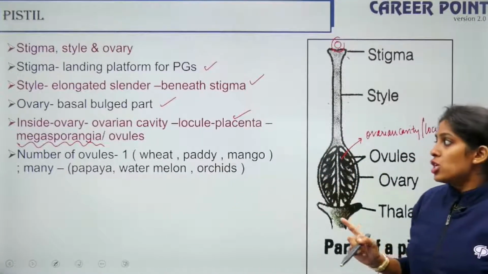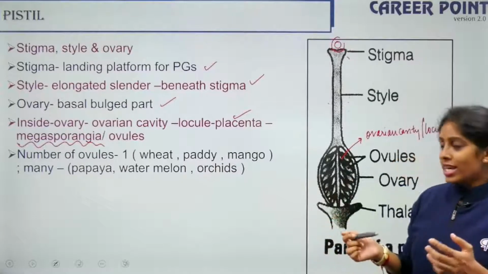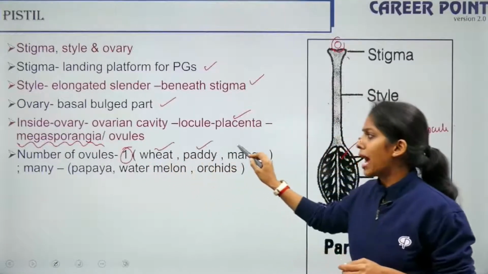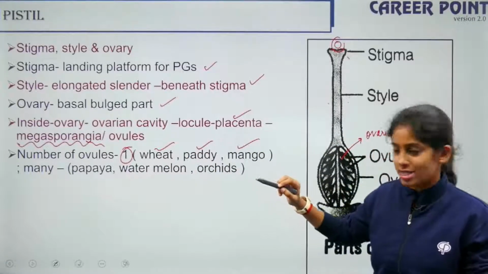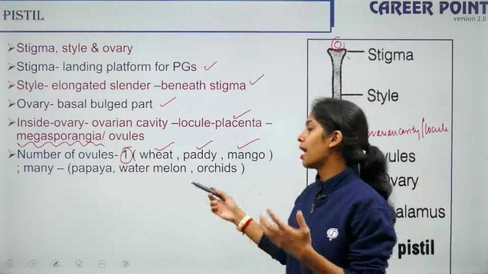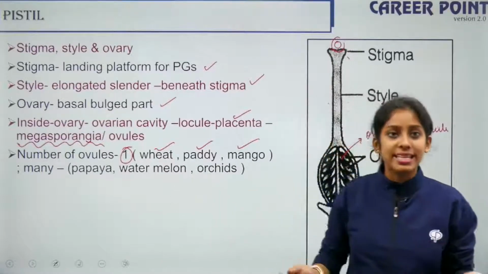Fine? Right. So the number of ovules can vary. Some plants can have only 1 ovule, as in wheat, paddy, mango, because mango has 1 seed, right? Papaya has many seeds, so they have many ovules. Papaya, watermelon, orchids have many seeds.